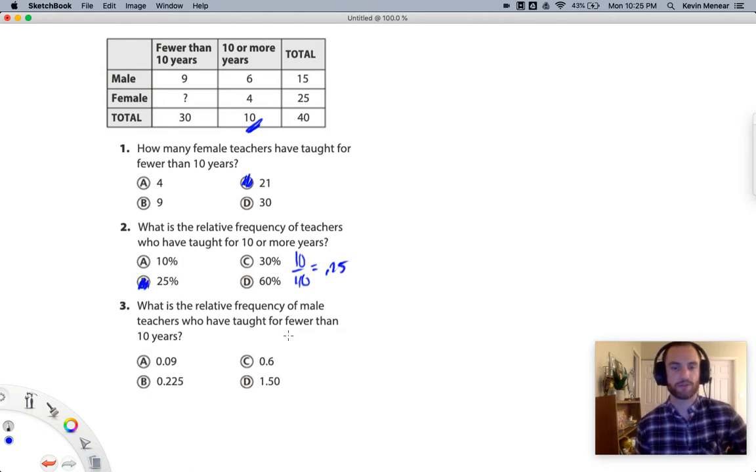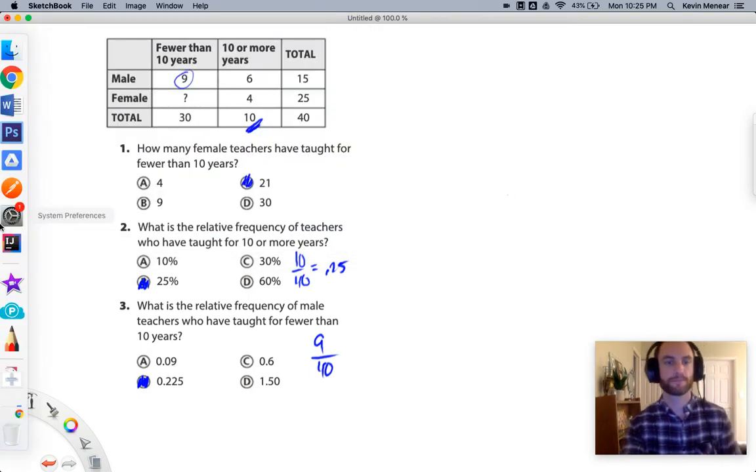What is the relative frequency of male teachers who have taught for fewer than 10 years? So male teachers, fewer than 10 years, that's them. 9 over 40. Okay, math. You know it's not 0.6. You know it's not 1.5. You know it's not 0.09 because that would be 9 over 100. So that's the only reasonable guess. And if I did that division, I'd find out that that was the case. Yeah, right? 9 divided by 40.